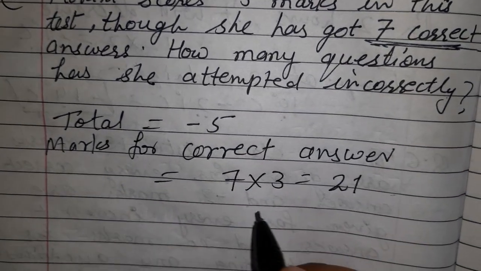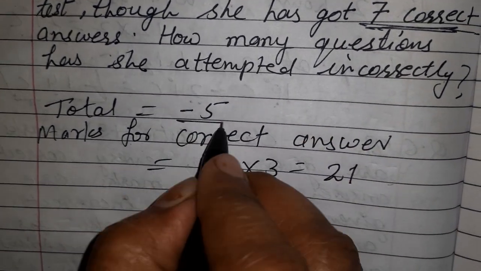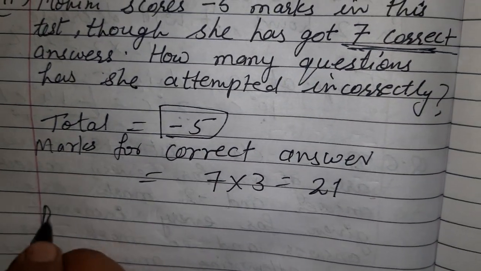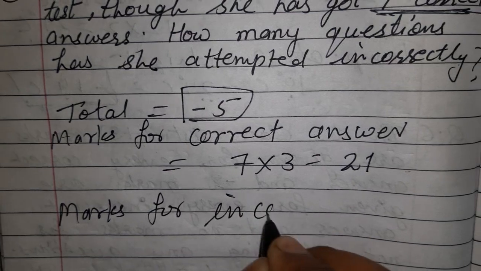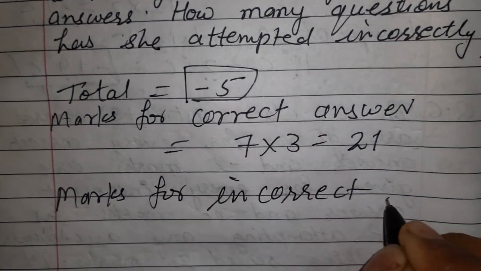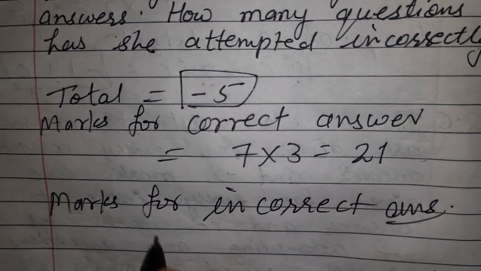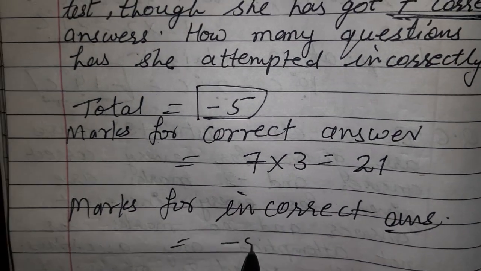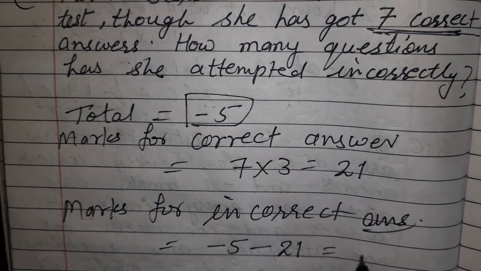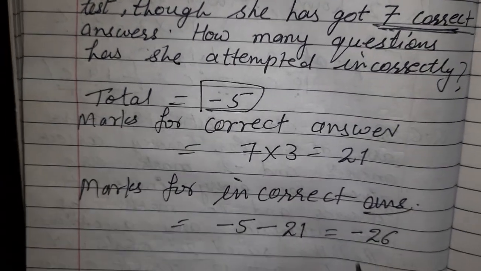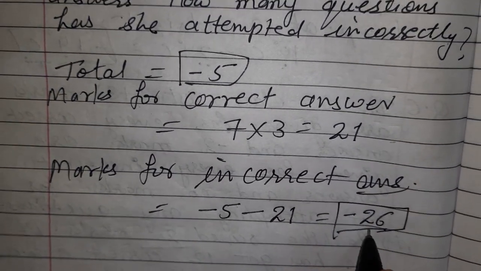So again, how many marks she got for incorrect answer? Subtract from total. This is total. So marks for incorrect answer equal to, this is the total. Okay, so minus 5 minus 21, that will become minus 26. So minus 26 marks she got for incorrect answer.